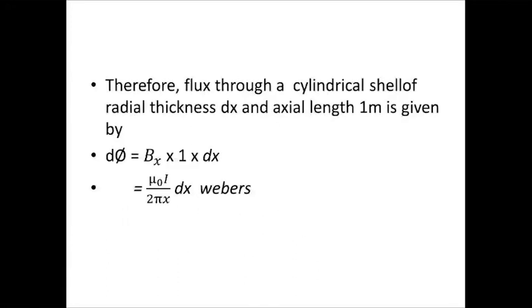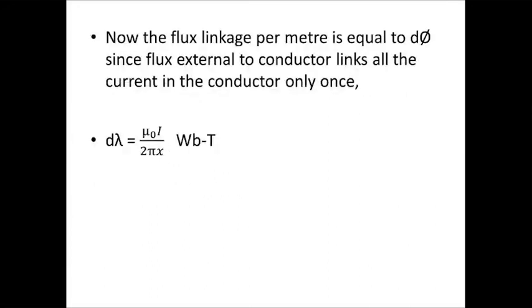Therefore, the flux through a cylindrical shell of radial thickness dx and axial length 1 meter is given by d phi is equal to Bx into 1 into dx. Substituting for Bx, we will be getting d phi as mu 0 I by 2 pi x dx Webers. Now the flux linkage per meter is equal to d phi, since the flux external to the conductor links all the current in the conductor only once. So d lambda is equal to mu 0 I by 2 pi x dx Weber turns.